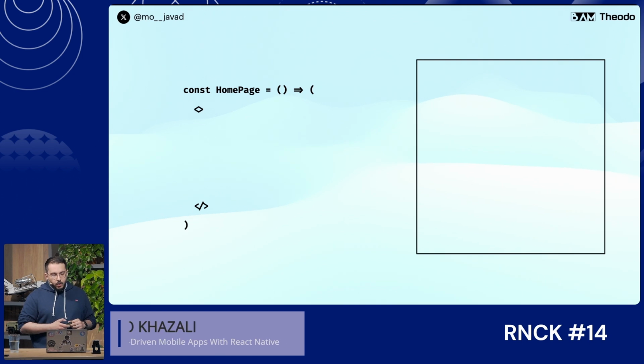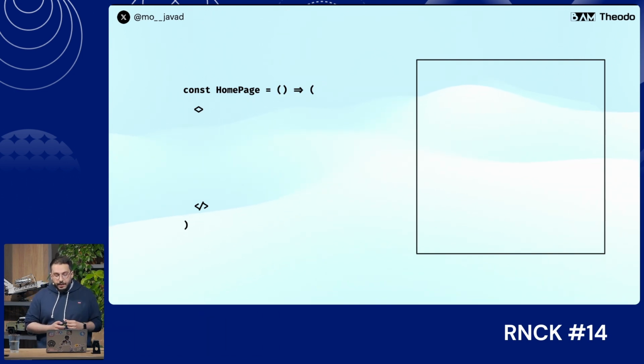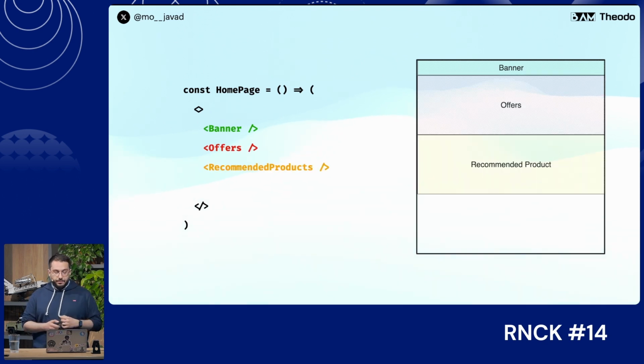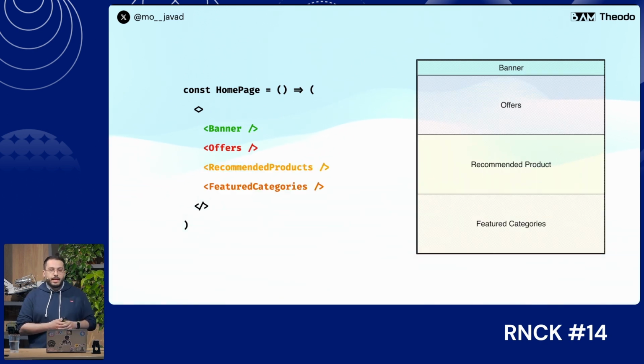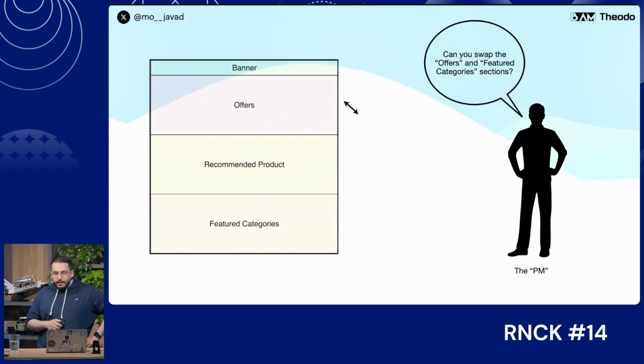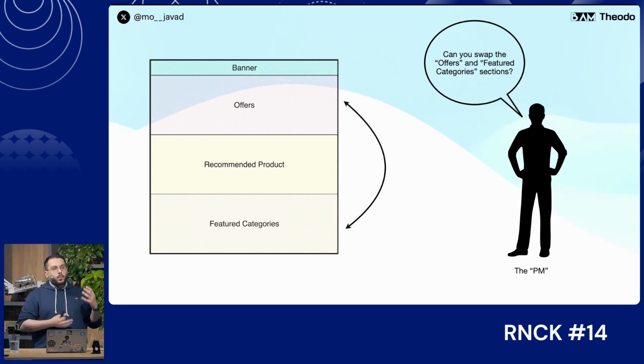And if you look at the homepage component that we may have in this application, it may be as simple as having a banner, offers, recommended products, and the featured categories, just ordered in that sense and being rendered inside of the homepage. Let's just ignore the header and the tab bar for now. So one day a PM comes to you and says, we've actually run some tests. Can you swap the offers and the featured categories sections?